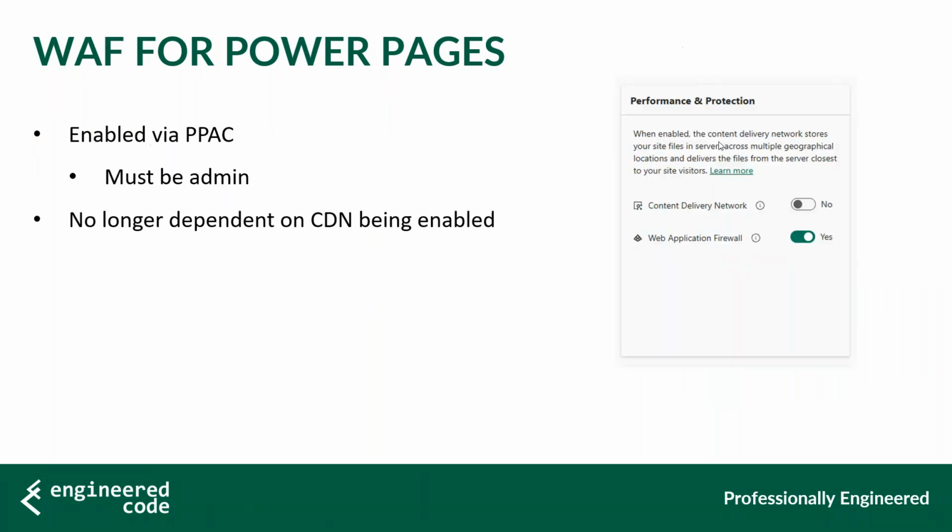What's great about the Power Pages WAF is that it is enabled with the simple click of a button. Within the Power Platform Admin Center, all you have to do is go into the performance and protection area for your Power Pages site and click the button from no to yes. Now, you do need to be an admin for that particular environment to be able to do that, but it is really just that simple.